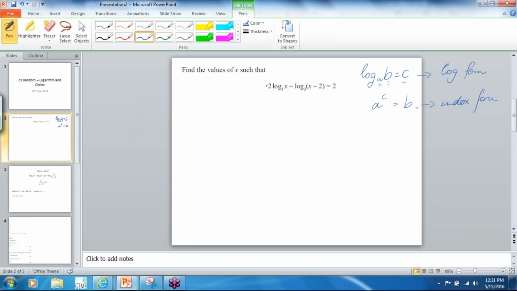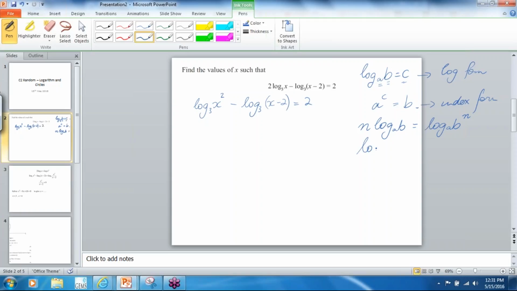And we've got this 2 here, and if I put n log AB, that will equal log AB to the power n, and that n can come up here. So we'll put that 2, first of all, as log base 3 of x squared. And now we've got log base 3 of x minus 2 equals 2.